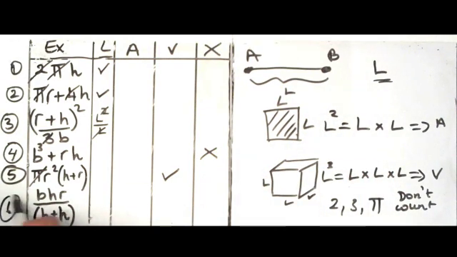And finally, number 6. I've got b times h times r, so I'm multiplying 3 lengths together. So at the top I have a volume, which is L cubed, and at the bottom I have a length plus another length, which is a length. So I have L cubed over L, and if I use my index law, 3 take away 1 gives me 2, so I'm left with L squared. Therefore, it's an area.